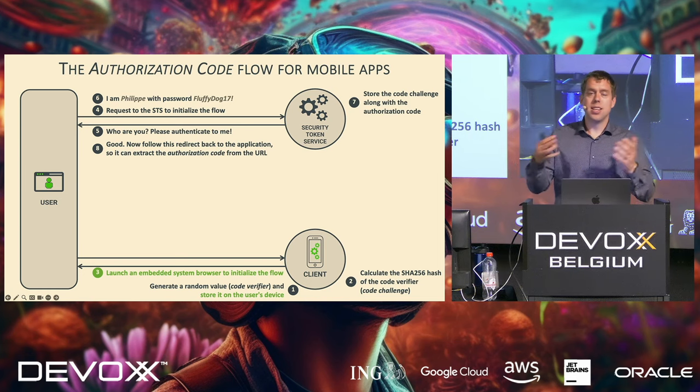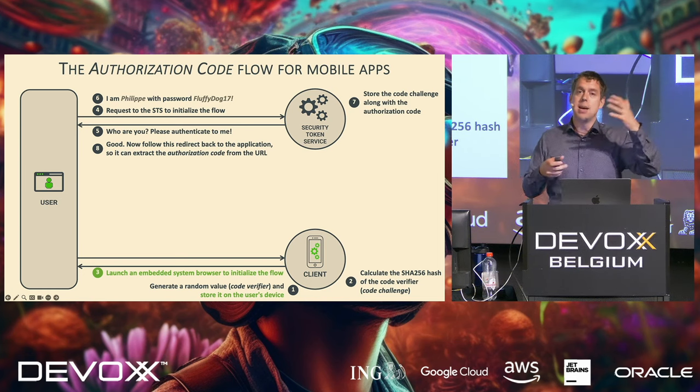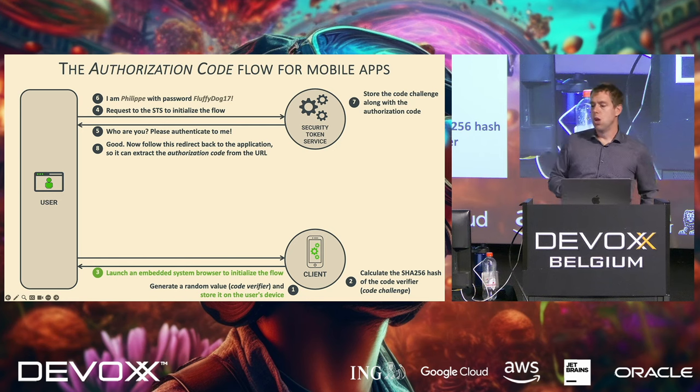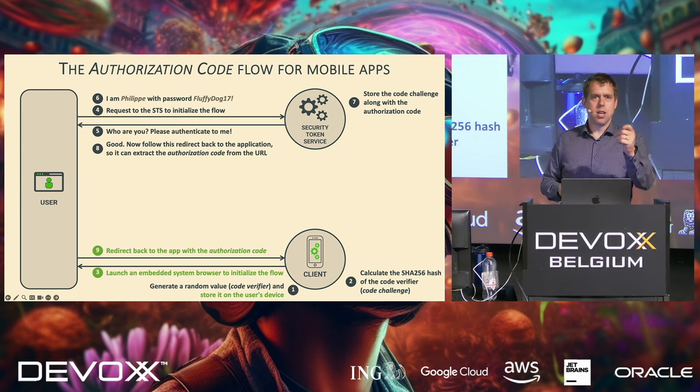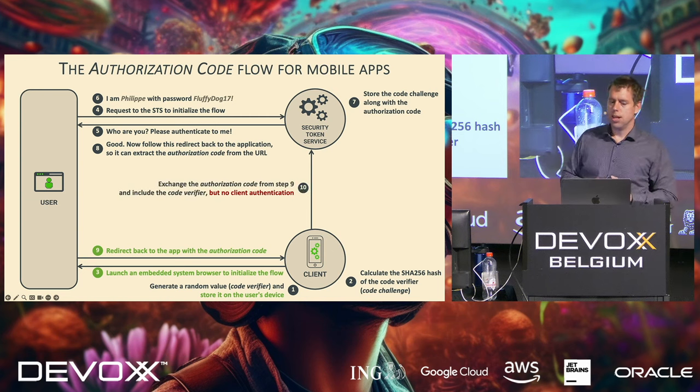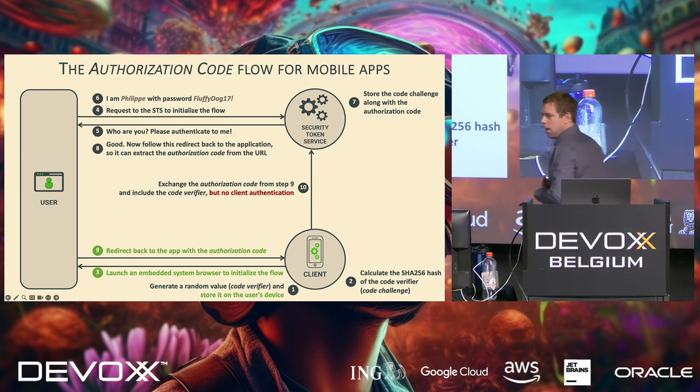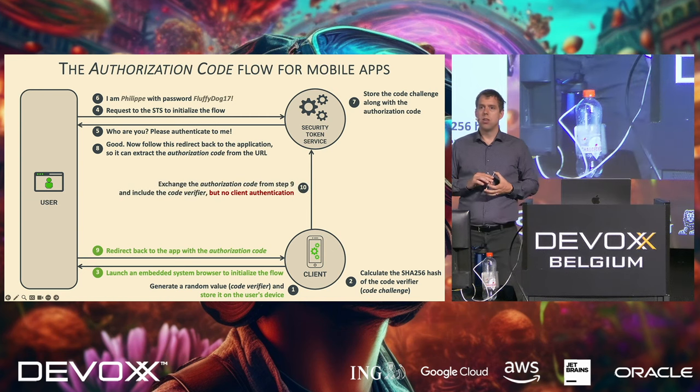And that's a redirect in the browser, which will then open the application back up and deliver the code to the application. That happens in step number 9 at the bottom. And the application can extract the code and exchange it for tokens. It provides the code verifier there, but no client authentication.